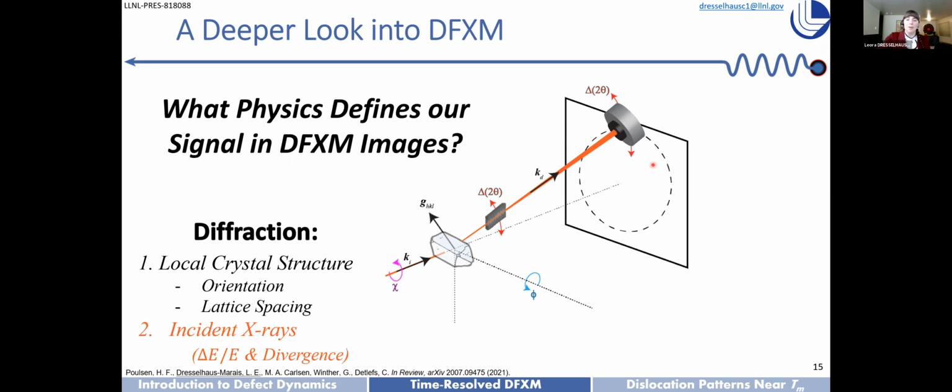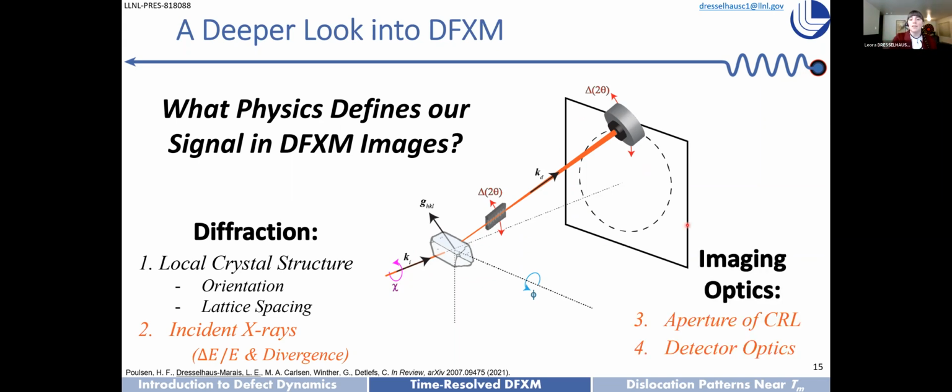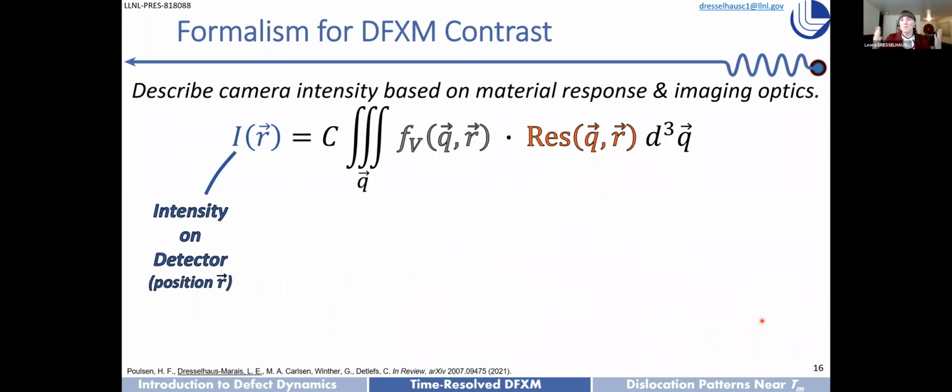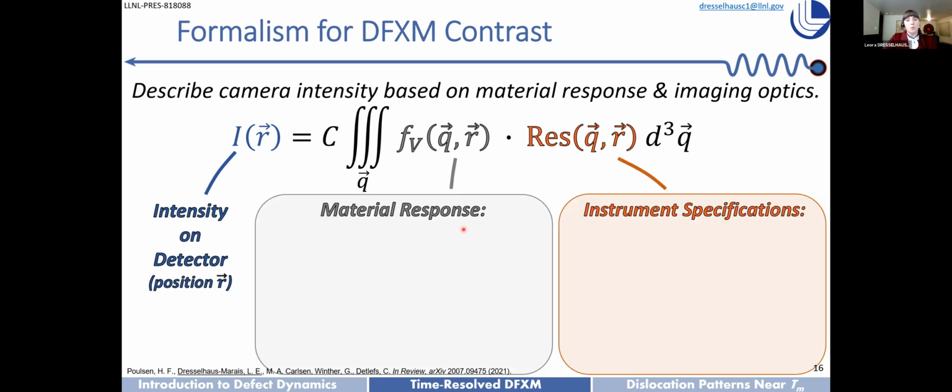But it also is a classical one lens or one objective imaging system, giving us a sensitivity to the imaging optics, so the aperture of the CRL and the detector optics and any aberrations therein. So, armed with this knowledge, we set out and built up the formalism for DFXM contrast to be able to describe, in an analytical form, how the intensity at every single position on our detector corresponds to a convolution of the material's response and the instrumental specifications.